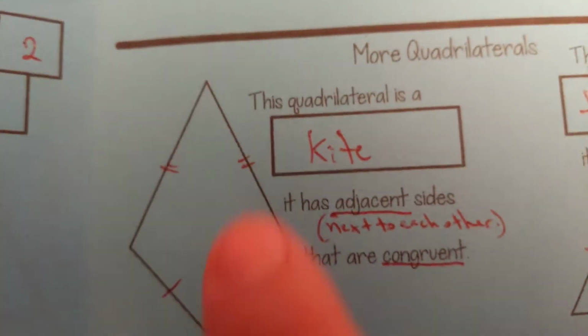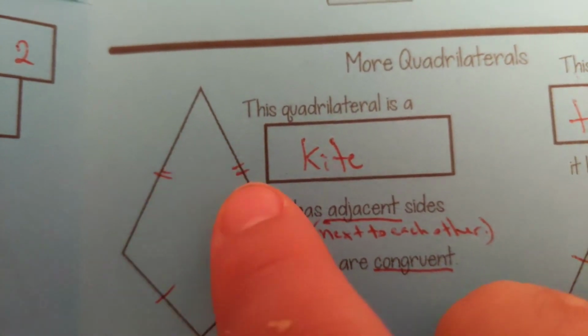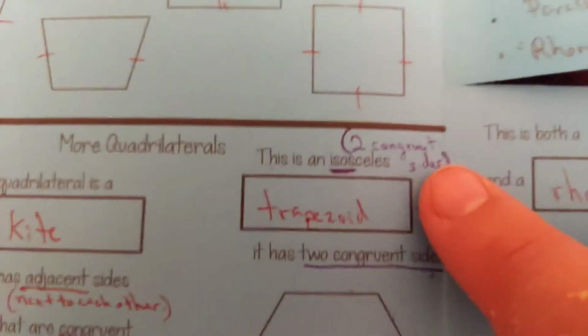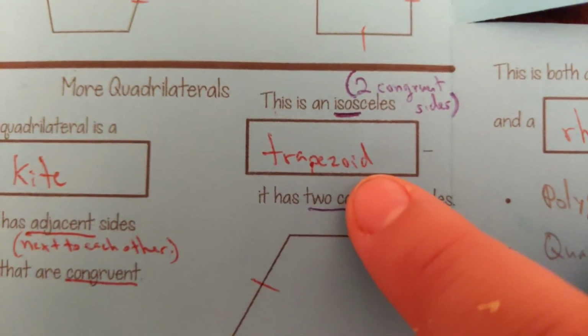So we put one little hash mark. These two are equal to each other, and they're adjacent to each other. That's why they have two little tick marks right there, two little hash marks. All right, and the last one here, this is an isosceles trapezoid. This is the one I was telling you about.